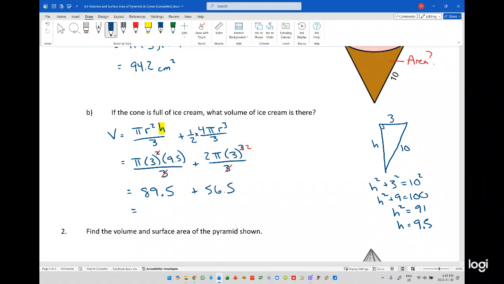So 56.5 plus the 89.5 gives us a total of around 146. And that would be centimeters cubed. Okay, so that's roughly the amount of ice cream. And again, I'll remind you, a centimeter cubed is also a milliliter. So 146 milliliters of ice cream.